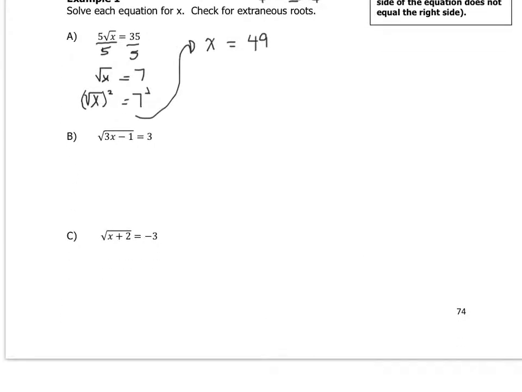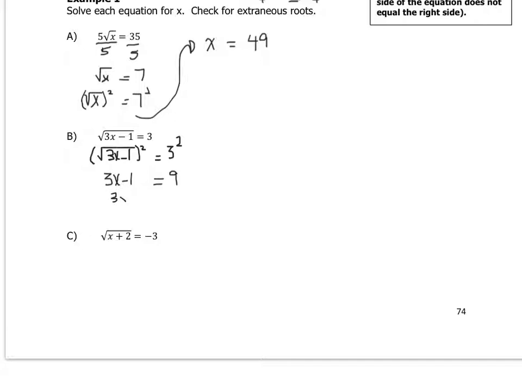So the next example is already isolated. The square root is already isolated, so we're going to go ahead and square both sides. And when you square the square root, you get what's underneath the square root sign. And then you just go ahead and solve that equation.